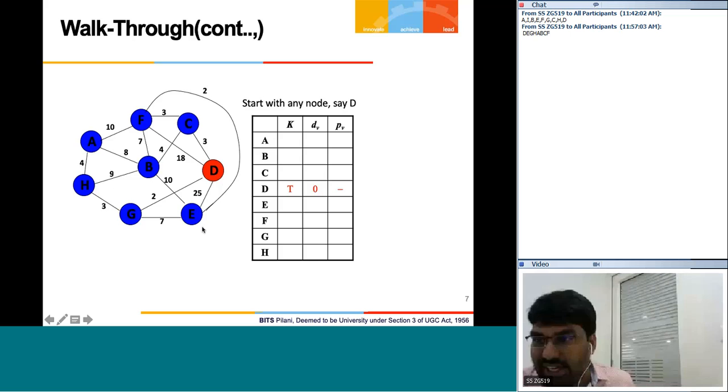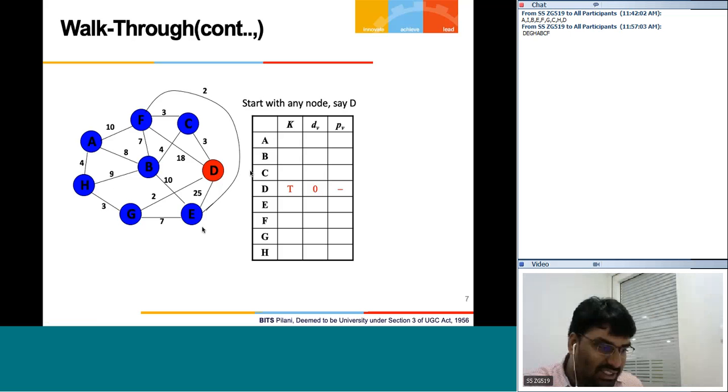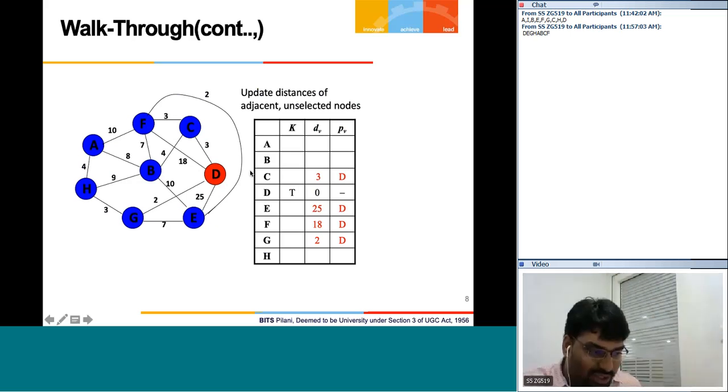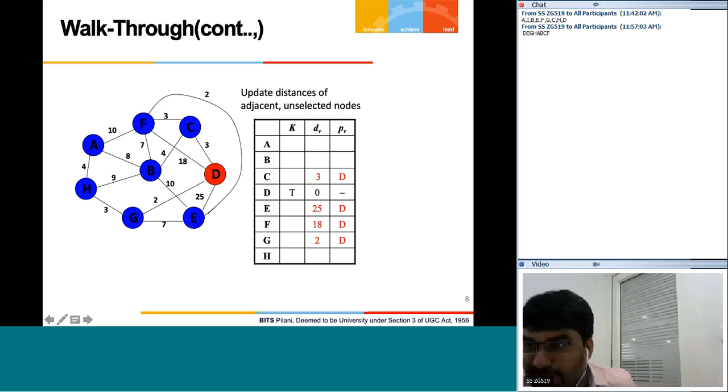Yes. Now these are the possible visits I can do. From D I can reach C, from D I can reach E, from D I can reach F, from D I can reach G with the following cost. Is it clear till this point? So is this clear till this point? Now let's move next. I hope till this point everyone is with me.